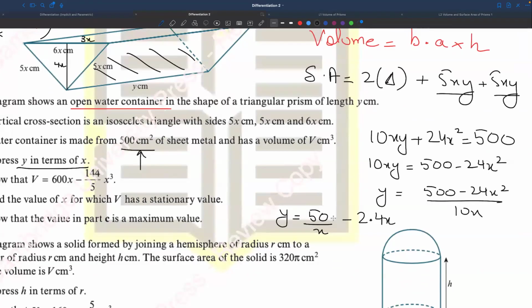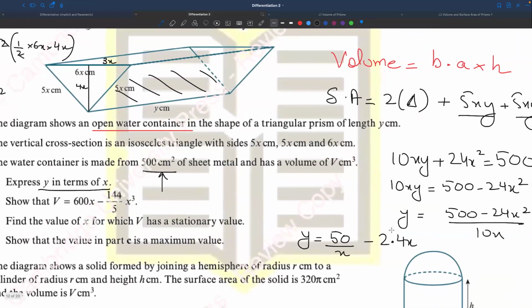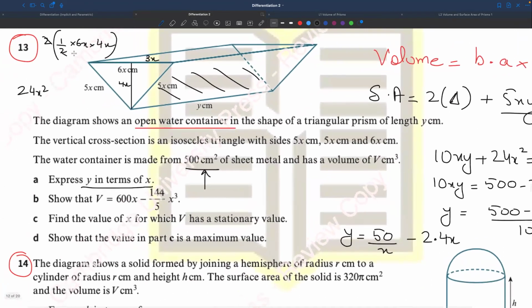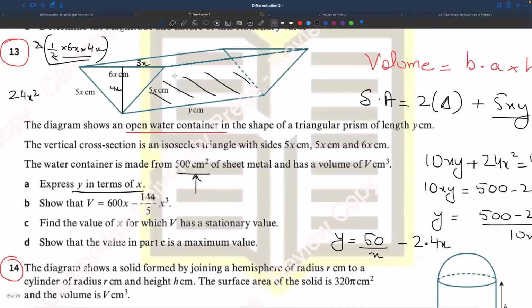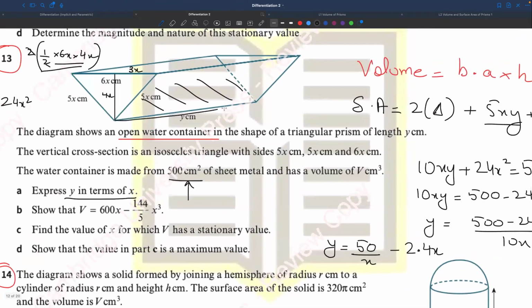I divide by 10x. So this is y. Now, once I have y, how do I find the volume of a prism? Base area multiplied by the height. So base area is what? Half into 6x into 4x. Area of triangle. And this height is y, right?